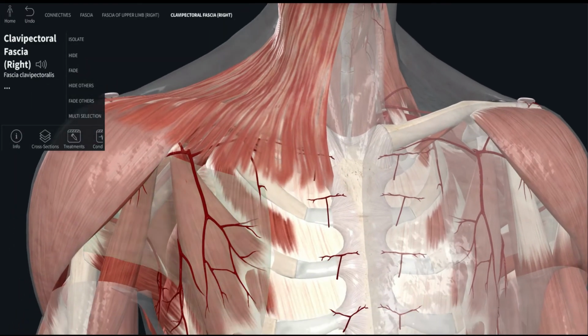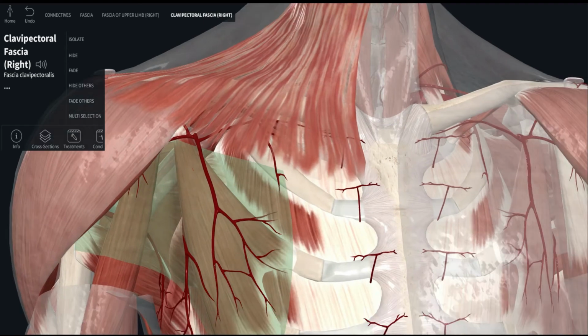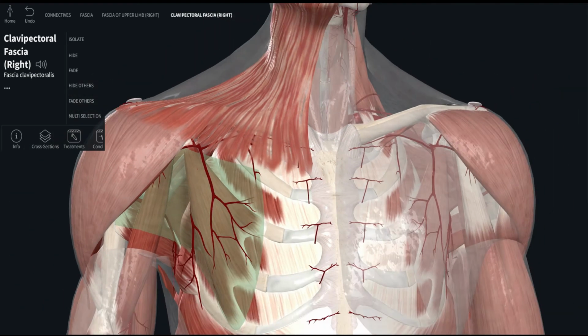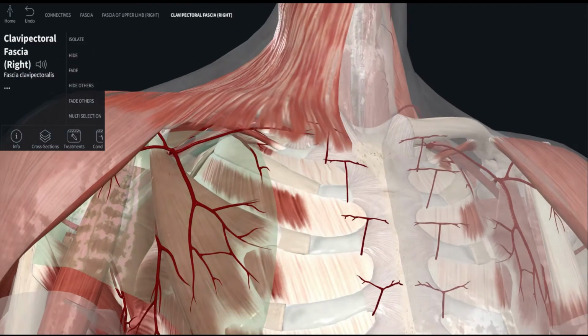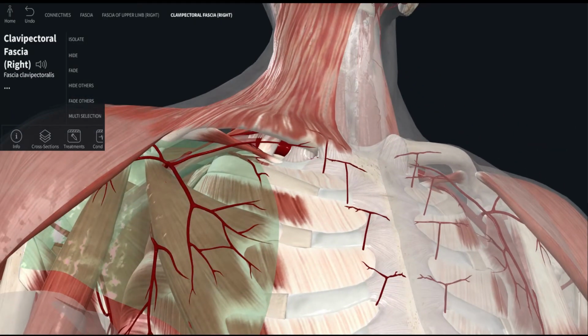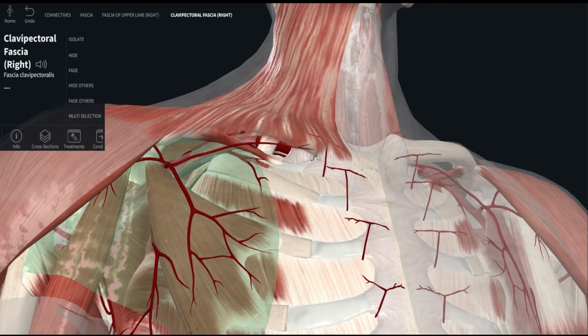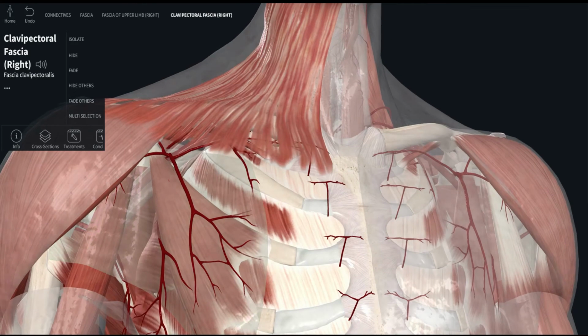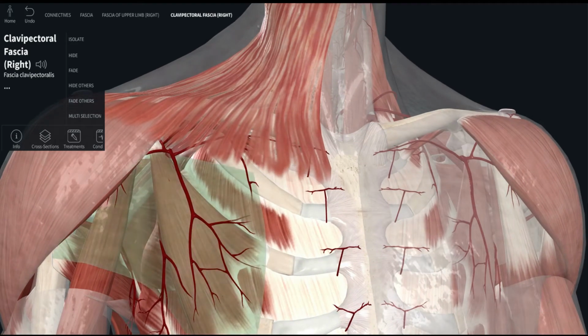So what I'm only trying to say here is that, as you can see, this should be one of the anterior relations for the first part of the axillary artery. Over here it has been cut. It's okay. So this is one of the anterior relations.